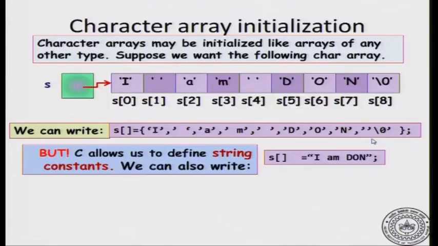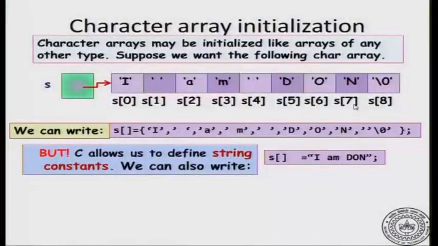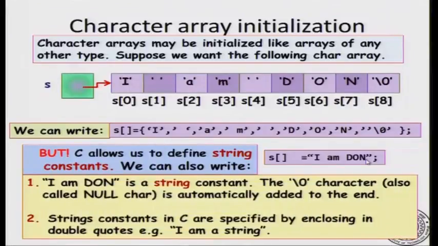But C also allows you to define what are known as string constants. So we can also write s equal to "I am done", but now within double quotes. Okay. So this is known as a string constant. The null character is an implicit ending character inside a string constant. So it is automatically added to the end. Now the string constants in C are specified by enclosing them in double quotes.